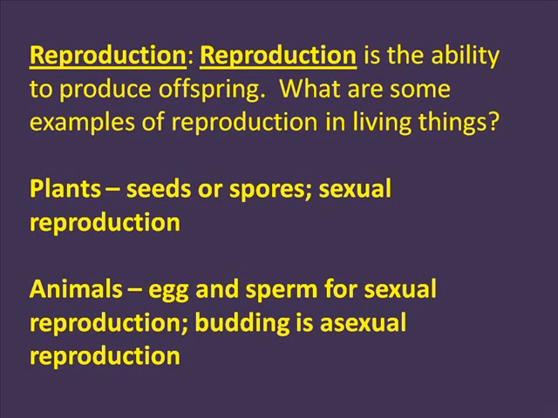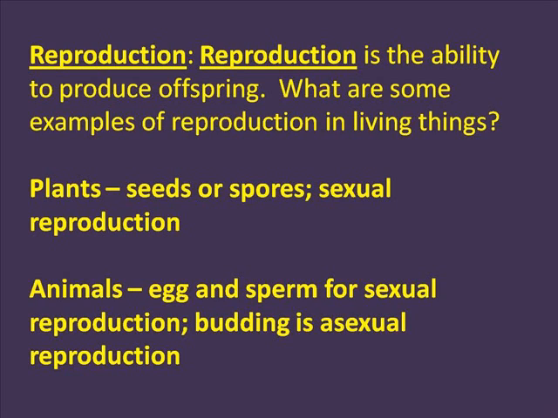The last characteristic of life that determines whether you are living or not is going to be reproduction. Reproduction is the ability to produce more of your own kind. So the word offspring in the notes, that means children. So they're going to be similar children. You're not going to have a dog that gives birth to a cat. So it's producing more of your own kind.